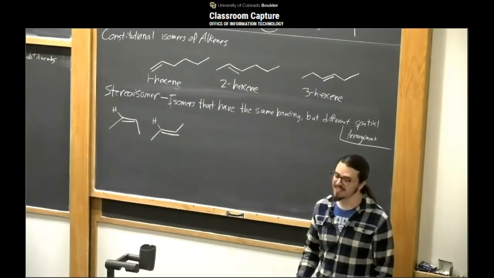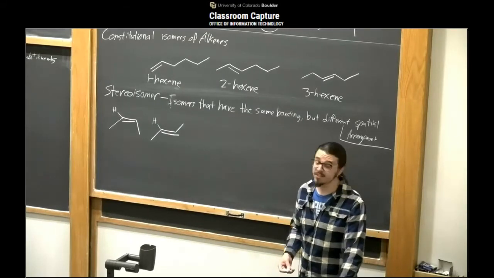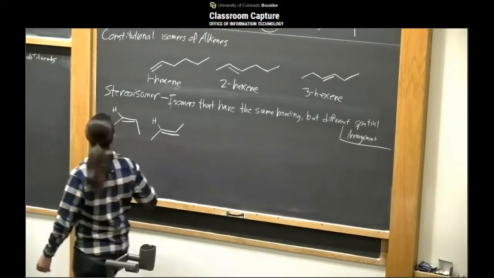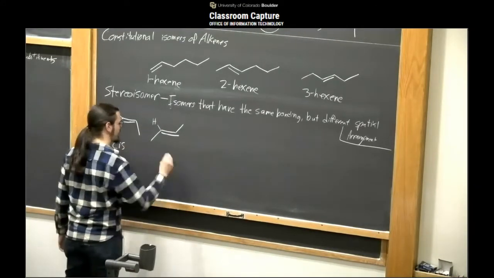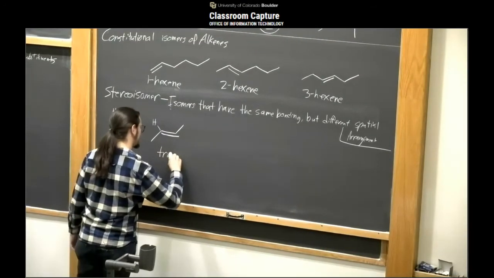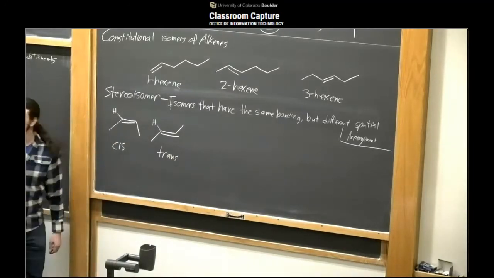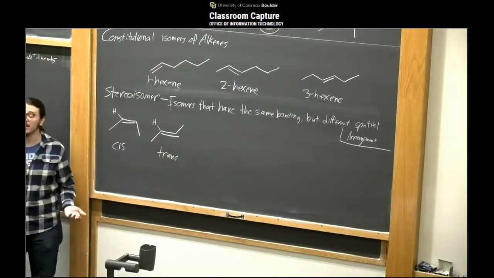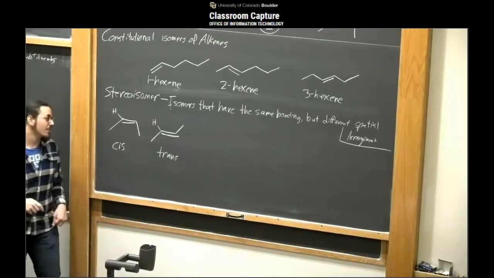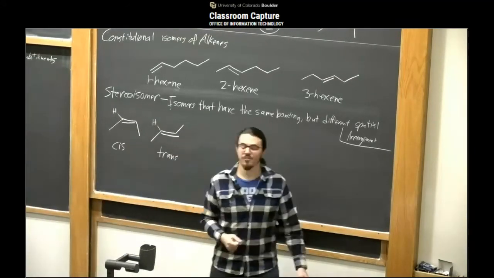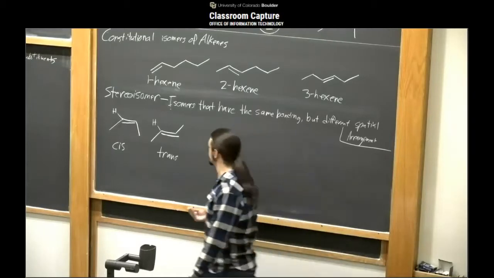There's a couple of different ways that we can describe these alkenes. Starting from these ones, this one is a cis alkene, and this one is a trans alkene. This nomenclature is telling you that with the cis alkene, you have the two larger groups on the same side, and with the trans alkene, you have the two larger groups on opposite sides.